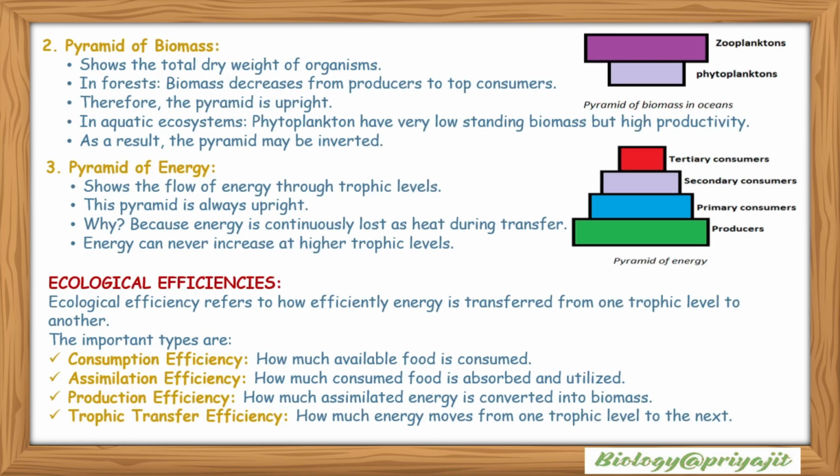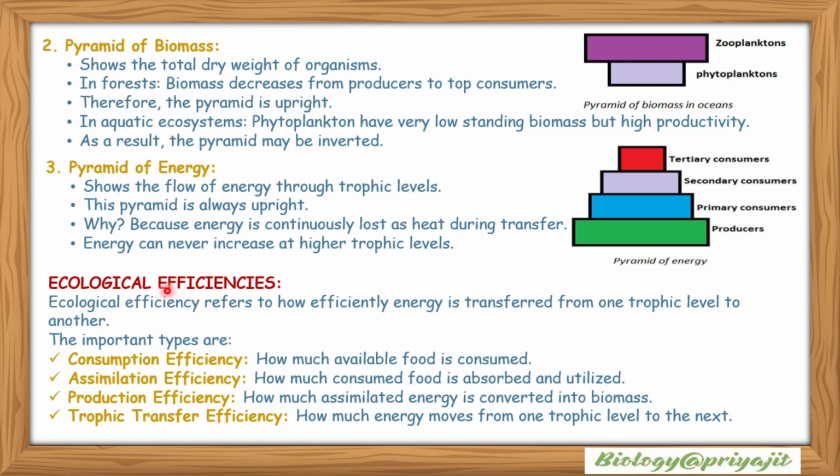Pyramid of biomass, it shows the total dry weight of organisms. In forest, biomass decreases from producers to top consumers, therefore the pyramid is upright. In aquatic ecosystem, phytoplankton have very low standing biomass but high productivity. As a result, the pyramid may be inverted. Pyramid of energy shows the flow of energy through trophic levels. This pyramid is always upright. Why? Because energy is continuously lost as heat during transfer. Energy can never increase at higher trophic levels. This is pyramid of energy.